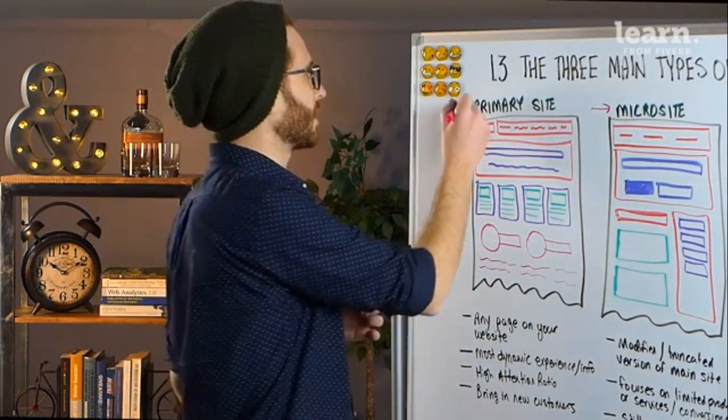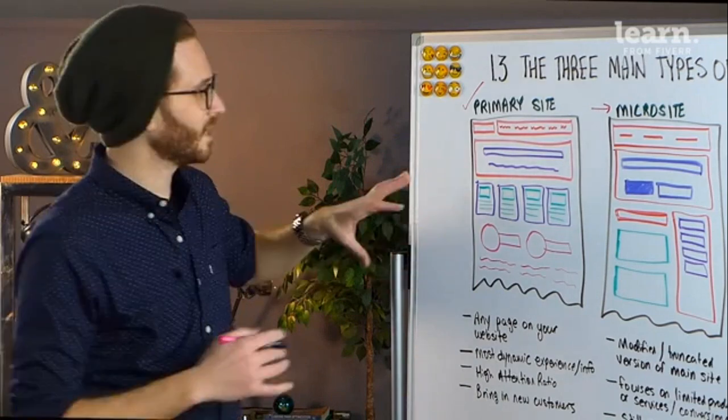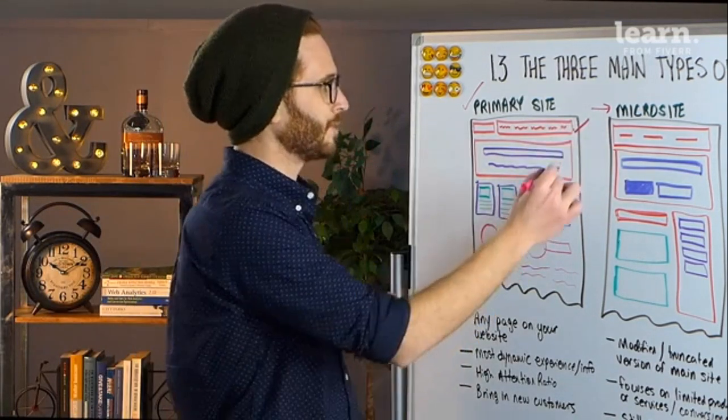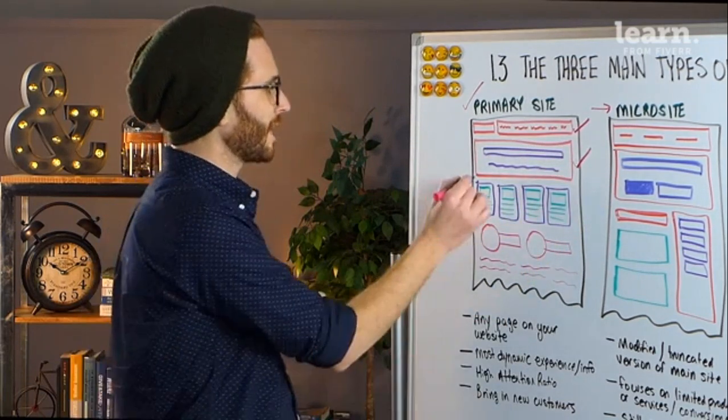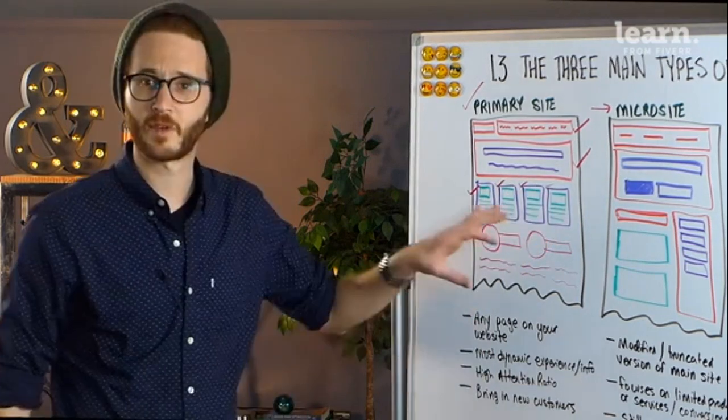Let's just define the three main types of landing pages first. So you have your primary site. What defines the primary site is that it contains everything about your business. So you have your typical navigation. You might have a hero section with a call to action. You might have a section that goes through multiple different potential services based on different personas.